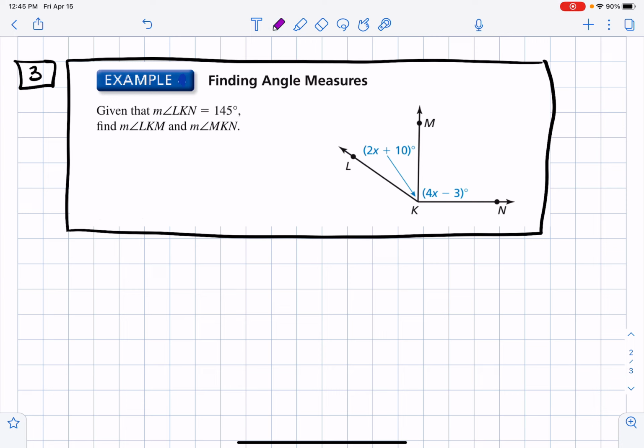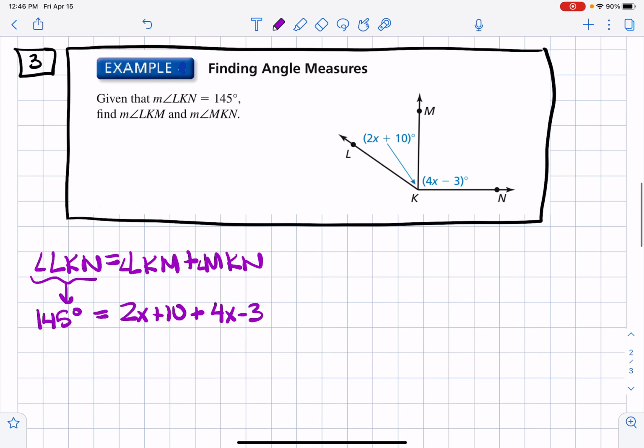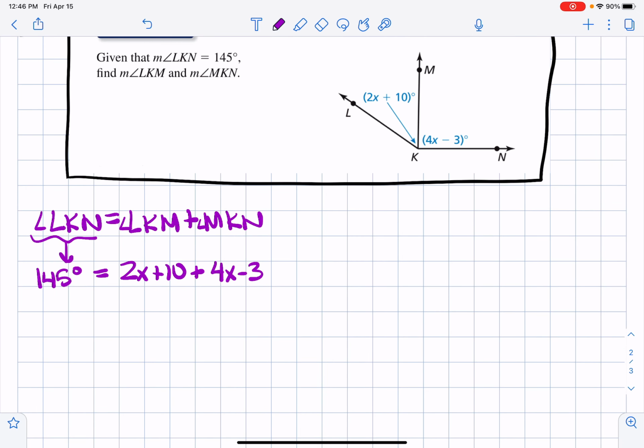So first things first, let's write down angle LKN is equal to angle LKM plus angle MKN. So that's the angle addition postulate. We know that this whole entire thing is 145 degrees because it told us it was. That's equal to LKM, which in the diagram is 2x plus 10, and MKN in the diagram is 4x minus 3. So what we're going to do here is find the value of x and then plug it back in and find the individual angles that it's asking us for.